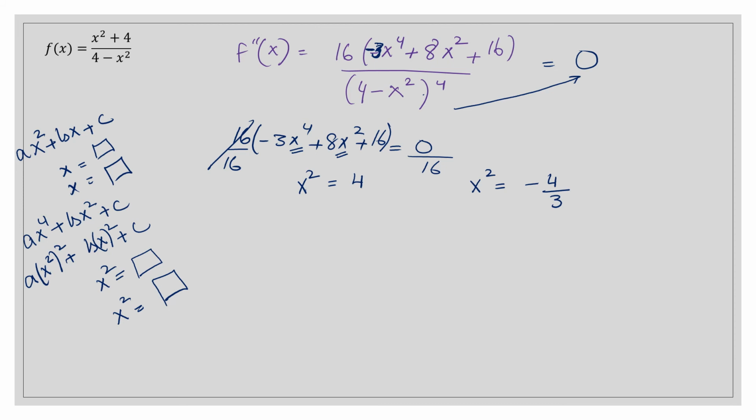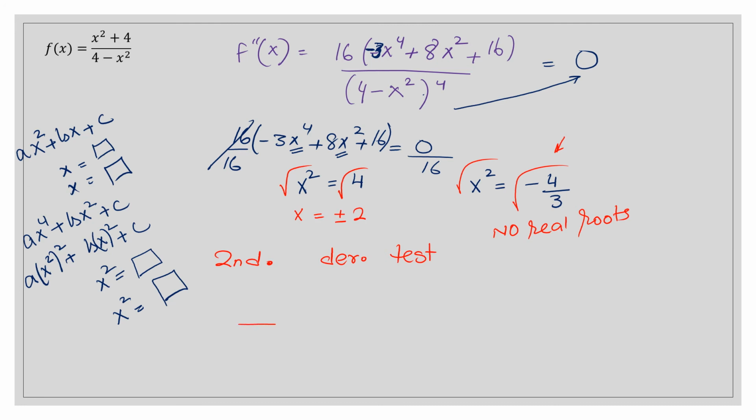Okay, now remove the square. Taking the square root on both sides, you will get x equals to plus minus 2. If you try to take the square root here, you know that the square root of a negative function is not possible. So you will write here no real roots. Now, when you perform the second derivative test, of course, you perform only on the real roots, not on the non-real roots or the imaginary roots.